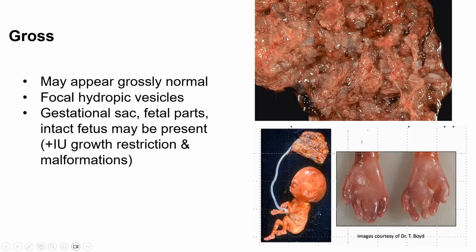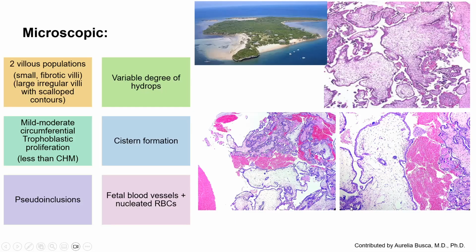So what do we have on the gross picture? We have some villi, but they are definitely less than that of the complete mole. We have the gestational sac. Sometimes you might have fetal parts. We might have an intact fetus, but not all the time. And if we have this fetus, it may show growth restriction or malformations. Syndactyly is actually the most common of which.